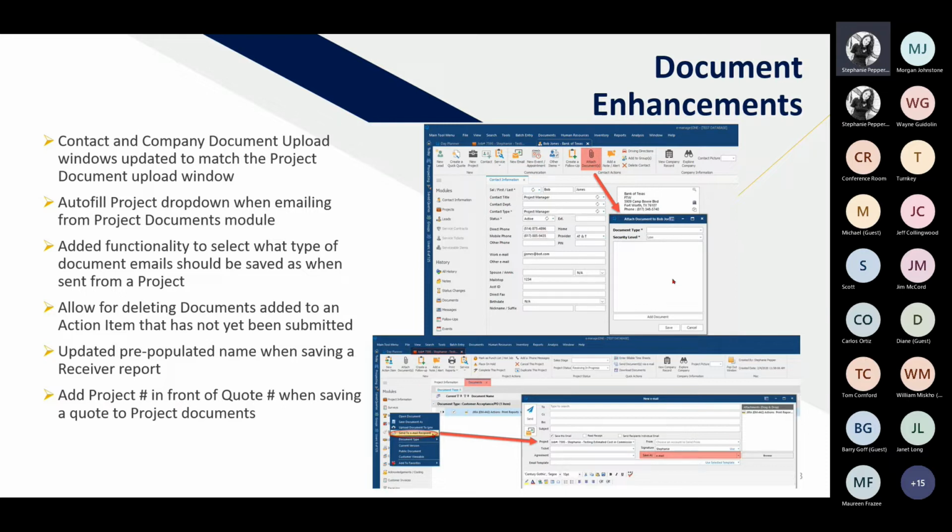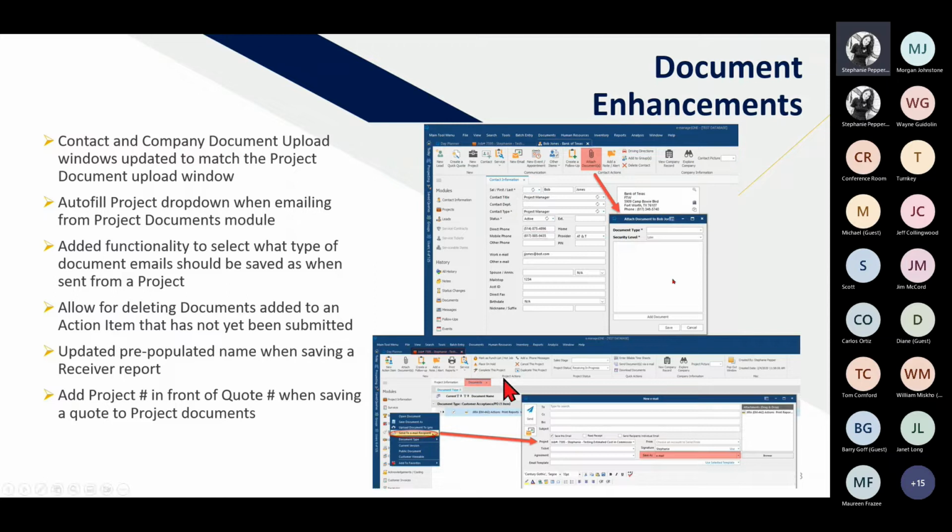One of the enhancements that we made for documents, you guys are probably pretty familiar at this point. When you go into a project and you click attach document, the dialog box that opens up had been updated in a fairly recent update. We did change the looks of that, and it's a little bit more user-friendly. But inside of a contact and a company, it hadn't been updated yet. So we did update that in the last version. So when you go to attach a document to a contact or a company, that box is now matching the same exact window that you have inside of a project.